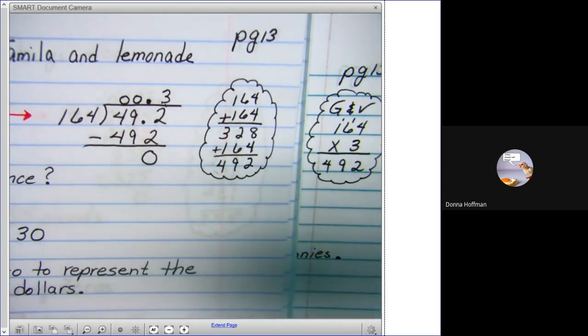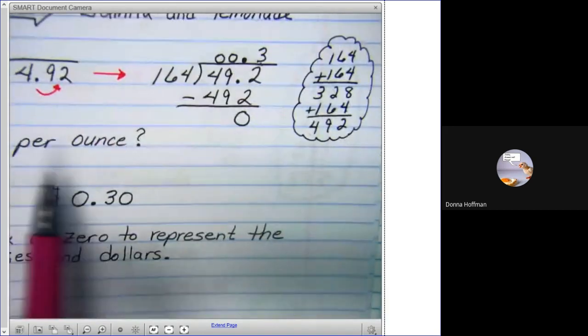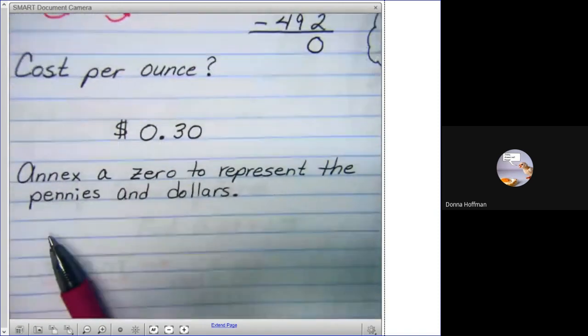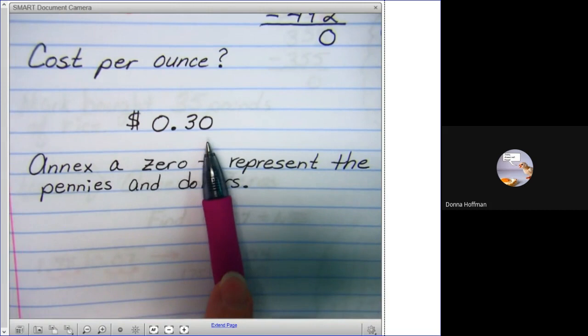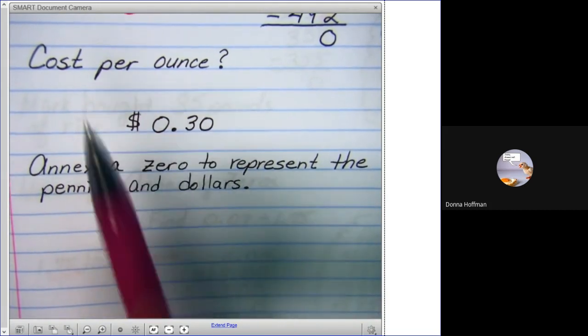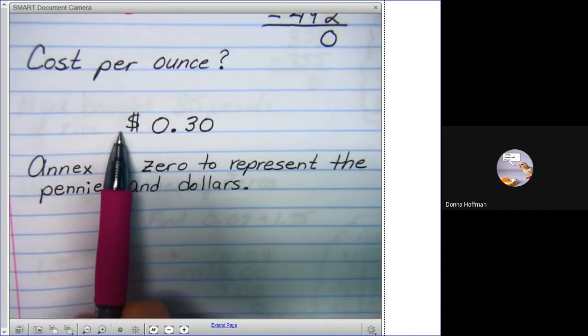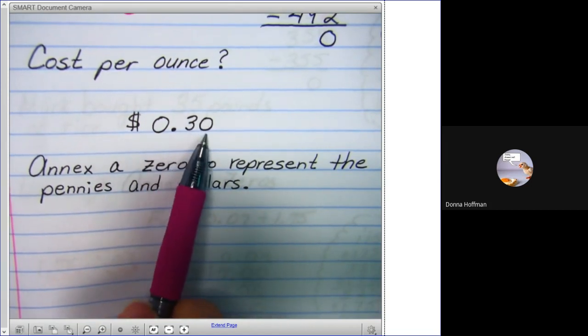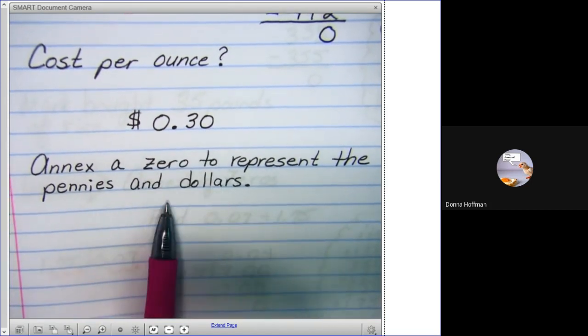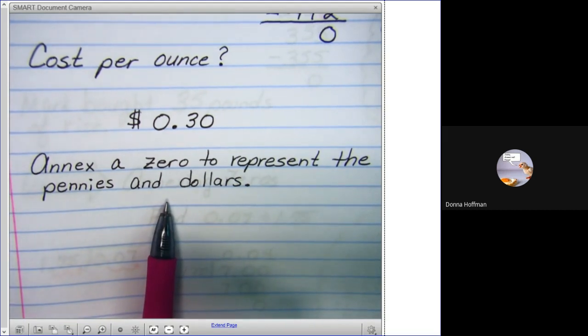So when it says cost per ounce, you have to keep in mind that it is 30 cents, and you have to write it in money form because cost means money, right? You have to use a dollar sign, $0.30. You have to annex a 0 to represent the pennies and the dollars. If you have nothing for those spots, you have to represent those spots with 0.